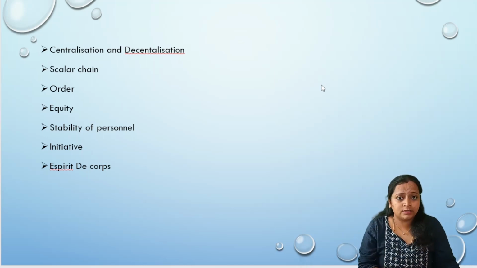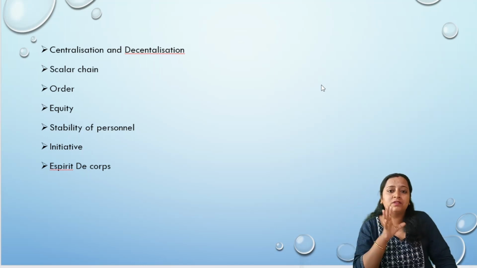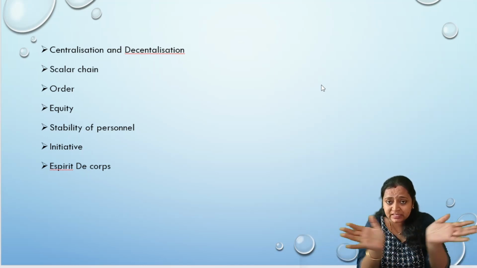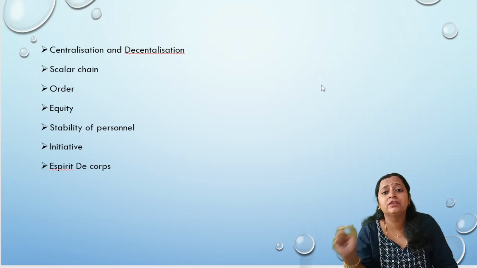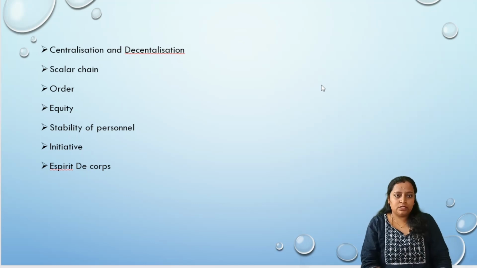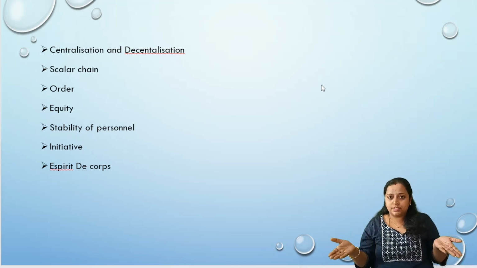That is centralization. Decentralization is nothing but giving the decision taking powers to the lower levels of management, or dispersion of delegation of decision taking powers to the lower levels of management. That is called decentralization. So what Fayol is telling is, for smooth functioning, there should be centralization also, and there should be decentralization also.